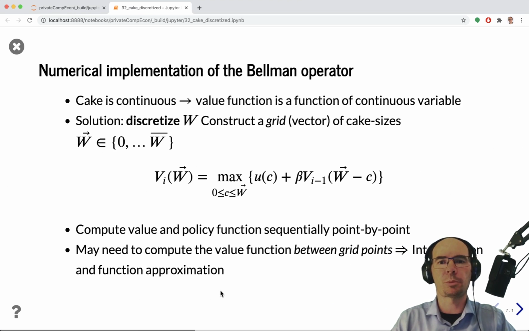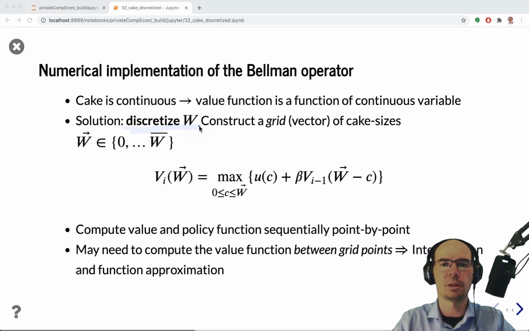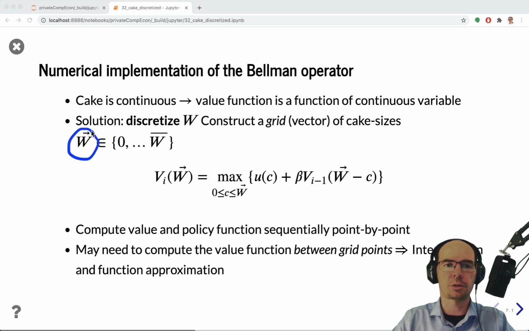Now remember that we also had to stop and think about how to implement the Bellman operator numerically, and as before, the first step is to discretize the state space W. So we will work with a grid defined over the state space of W with some upper bound, which we have to choose before we even start solving the model. I'm going to denote the grid with this vector notation.